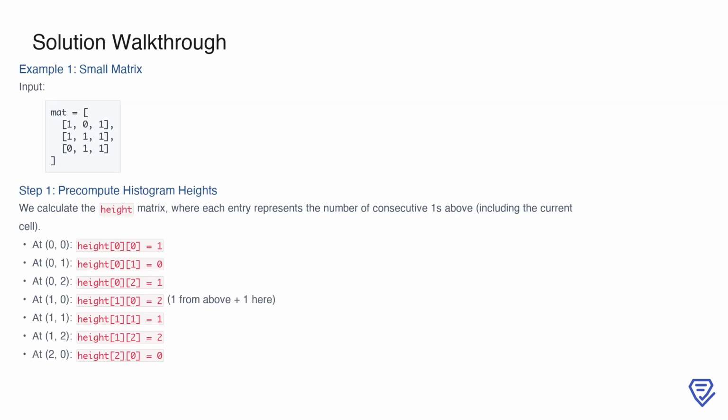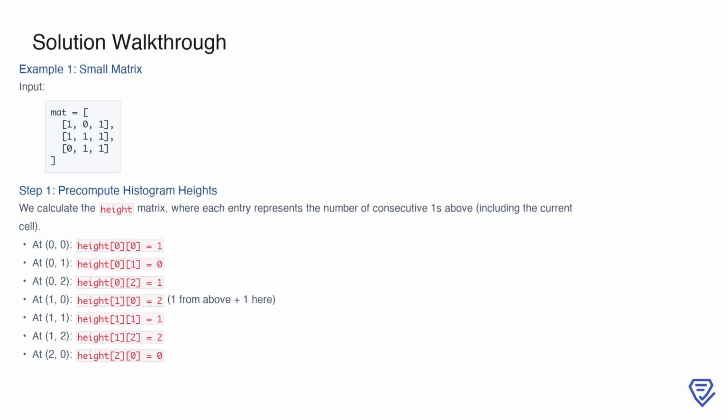Here, we start by analyzing a small matrix example. Our first step is to pre-compute the histogram heights for each cell in the matrix. The height at any given cell represents the number of consecutive ones above it, including itself. For instance, in the first row, the height values are straightforward. At 0, 0, the height is 1 because there's a single 1, while at 0, 1, the height is 0 because the cell contains a 0. Moving to row 2, the height at 1, 0 becomes 2 because there's a 1 in the current cell and another 1 directly above it.